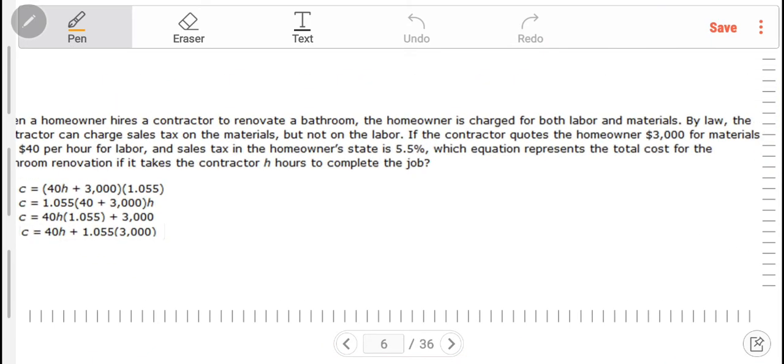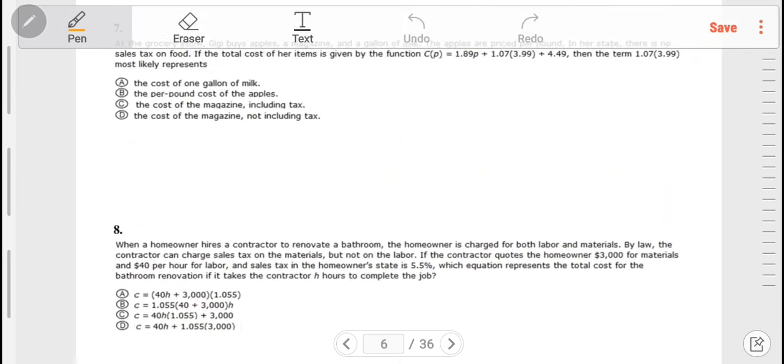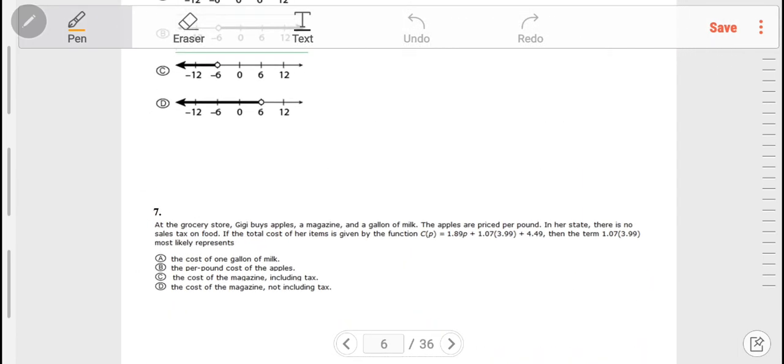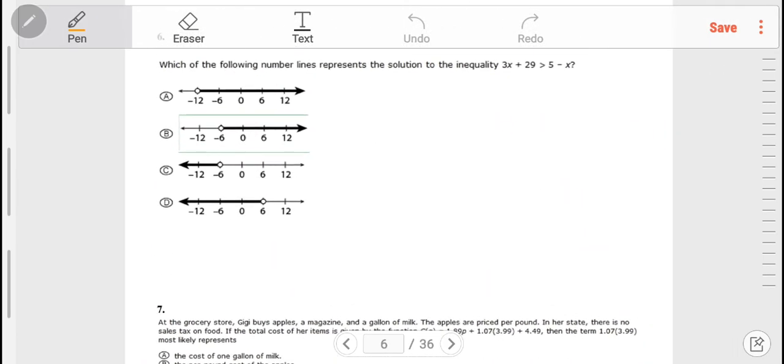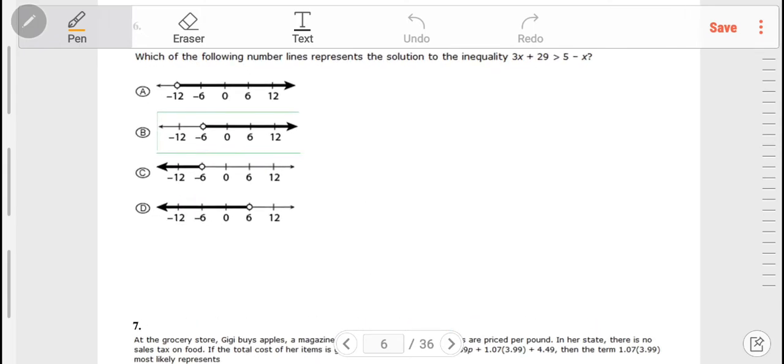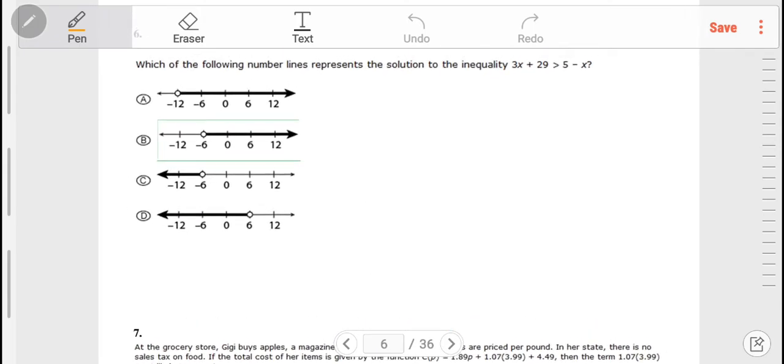Hurry up, please. We have just 3 problems. In number 6, which of the following number lines represent the solution of the inequality?